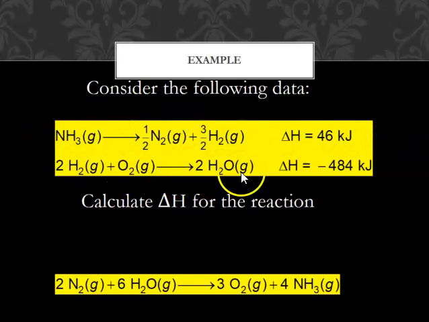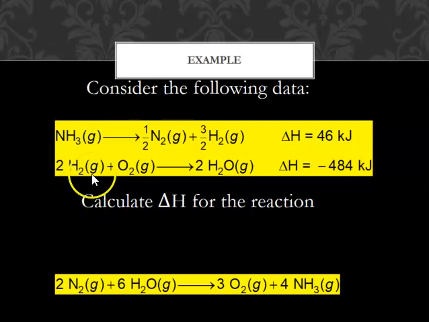I'm going to move on to this next equation, and what jumped out at me is I have 2H2O here and 6H2O in the target. Again, H2O only appears right there. Is it on the correct side? It's on the right side, but it's not on the correct side. I want it on the reactant side. So I need to flip this equation. If I reverse it, this becomes a plus 484.